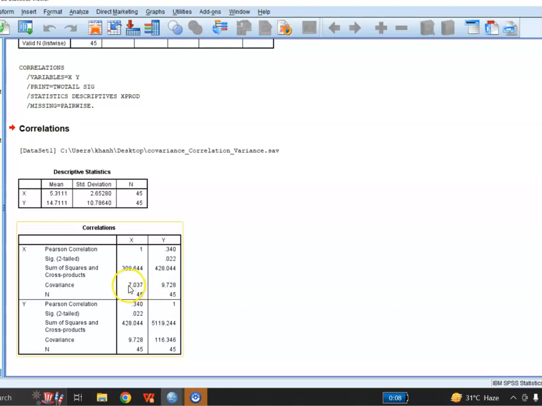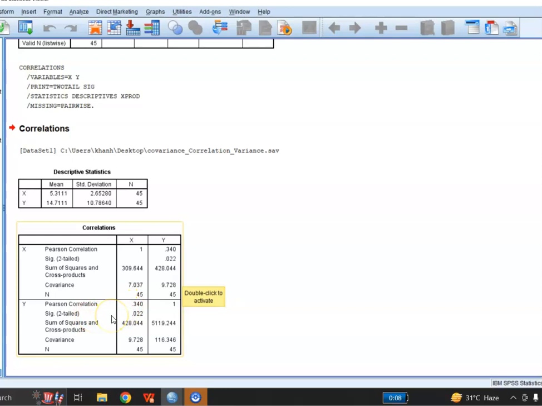And if we look at this value, so we have x, y here, and we have x here. So this is the covariance between y and x variable. And here we have x, and here we have covariance. So this is the covariance between x and x. So it means this is the variance of x variable.